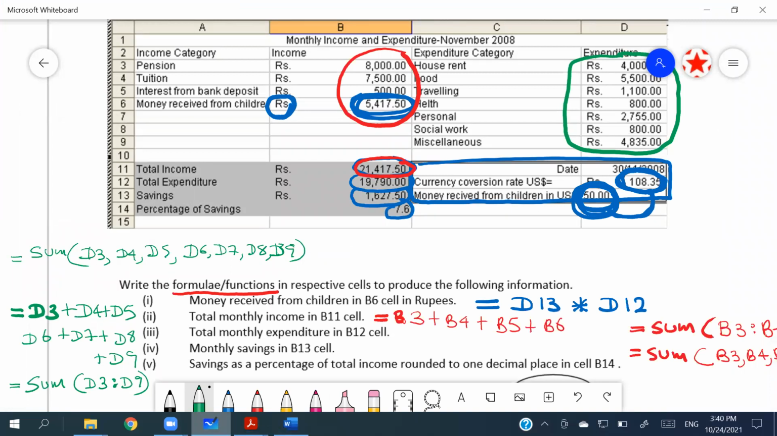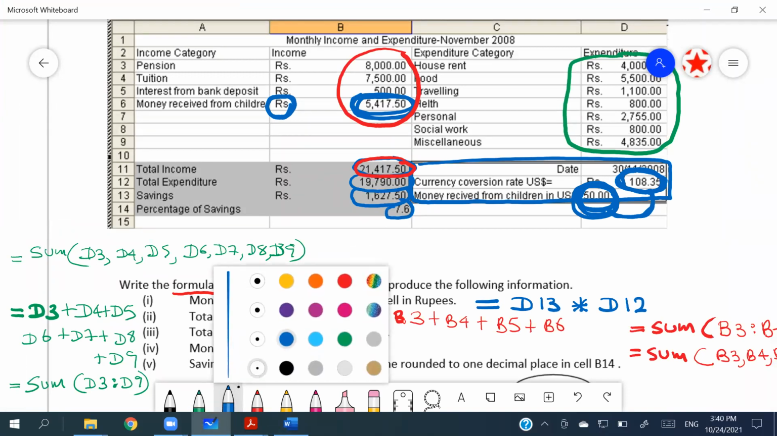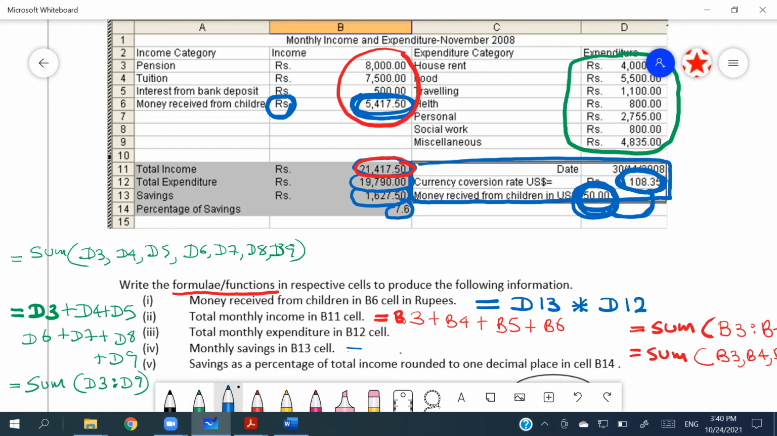So the fourth one, monthly saving in B13. So B13 is going to be what? Income minus expenditure, right? So the answer should be equals B11 minus B12. Expenditure should be deducted from the income, right? So it is the only way that we can write it. If you write it the other way around, it is wrong because it is going to provide you a minus value. So it is always B11 minus B12.